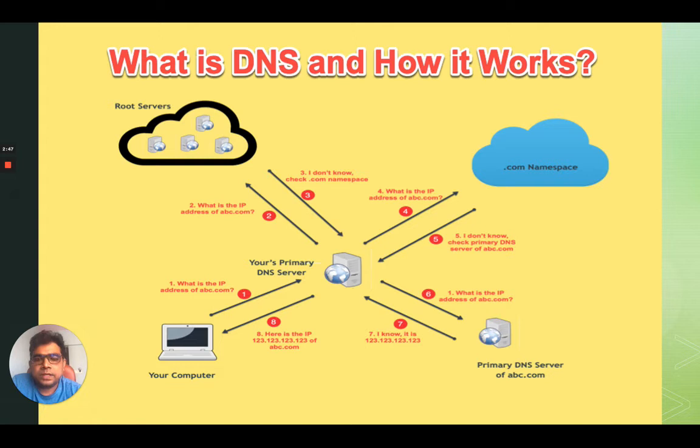So typically it works like this. Whenever we enter any website address in the browser, it doesn't have the IP address, so it goes to the DNS server. Now the primary DNS server, if it has the information, will return it. If not, it will say I don't know, you need to check with the namespace server. And if the namespace server doesn't have the information, then it will go to the authoritative server. And once it is found, it is returned.